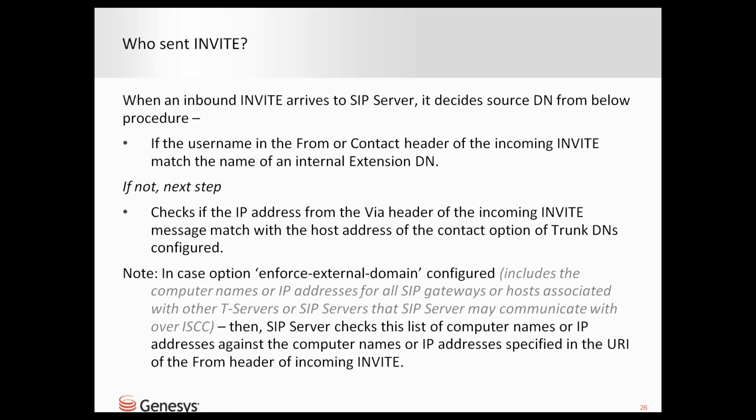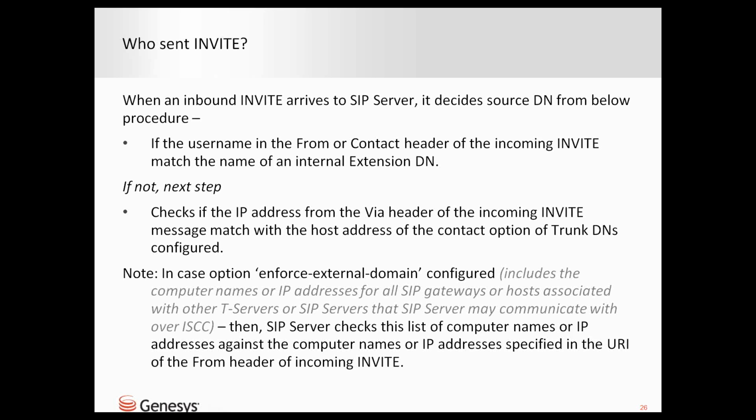Okay, now moving on to the slide. Who sent the INVITE? When SIP server receives an INVITE, first it checks the username in the From header or Contact header, and tries to verify whether there is any internal extension DN in the configuration management database. If it finds an extension DN, it is associated with that extension DN and it processes the call from there. That means it knows where the call is coming from. If not, if there is no match in the internal database for the number coming in the Contact header, then it checks whether the IP address from the Via header of the incoming INVITE matches any host address configured in the trunk DNs.